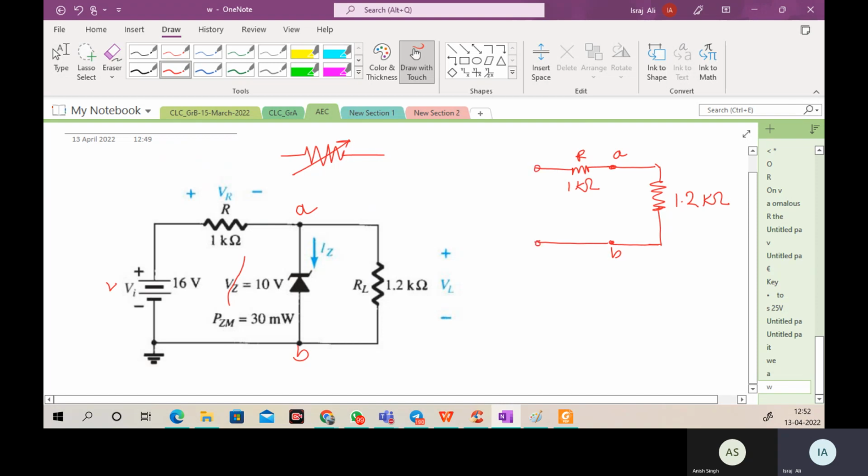And the voltage will be 16 volt. Don't think it is a capacitor. It is a voltage source.